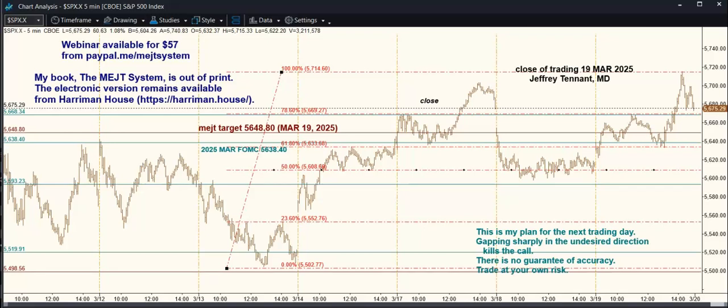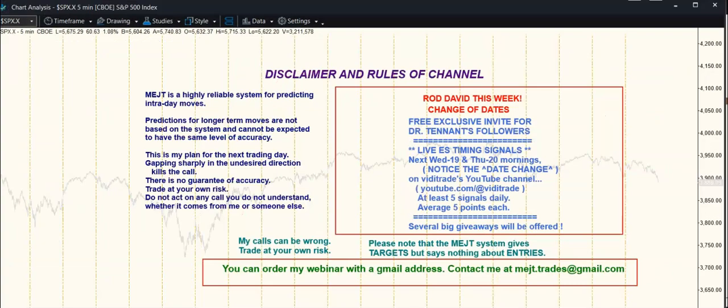As always, we'll do our disclaimer, go over our calls, and then make our predictions. It's my trading plan for tomorrow, which is March 20th, 2025. Remember, I can change my plan. My plan can be completely wrong, trade at your own risk.